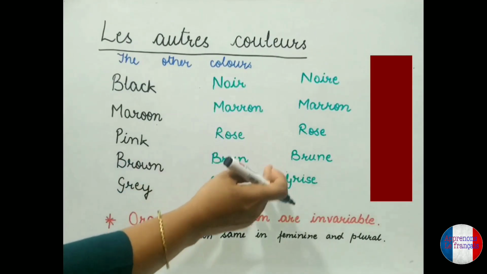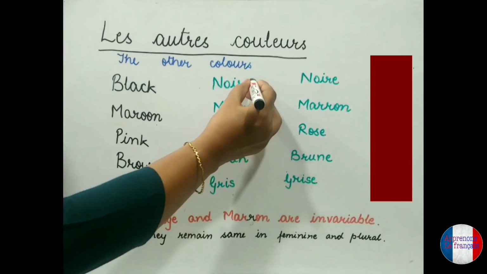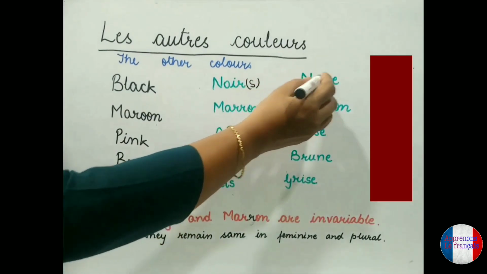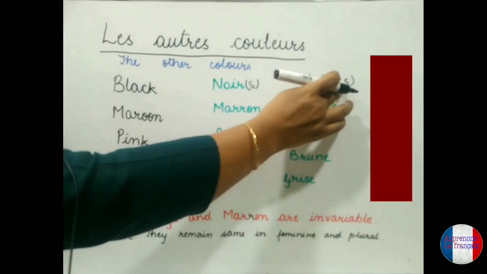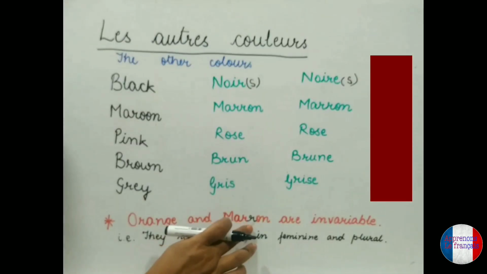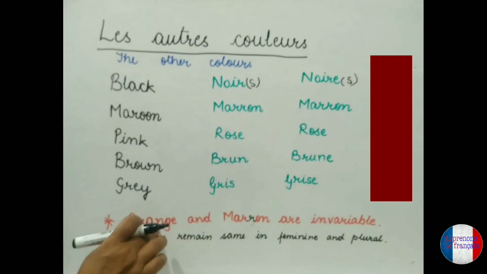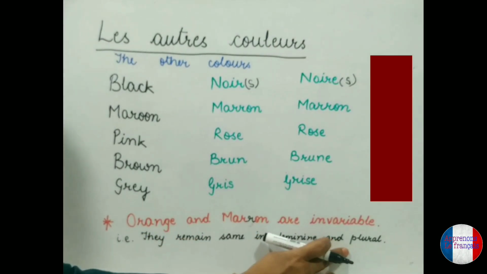And if I have to make the plurals of these colors, what I need to add is s here. If I want to make the plural of masculine, or if I want to make feminine plural, I'll be adding an s here. But in case of marron, and in case of orange, there is no change whether we are making feminine or plural.